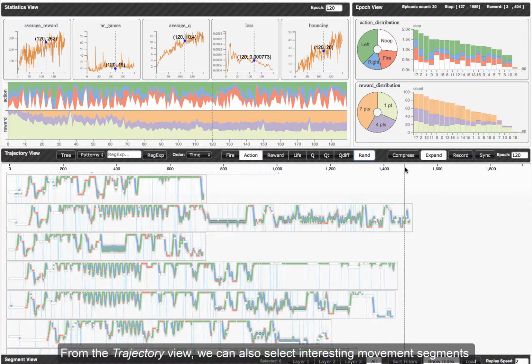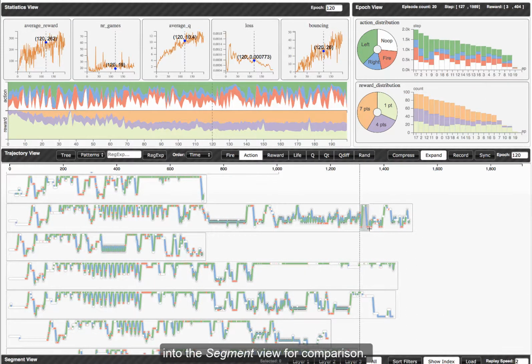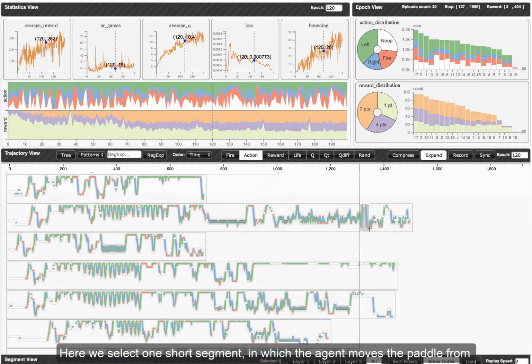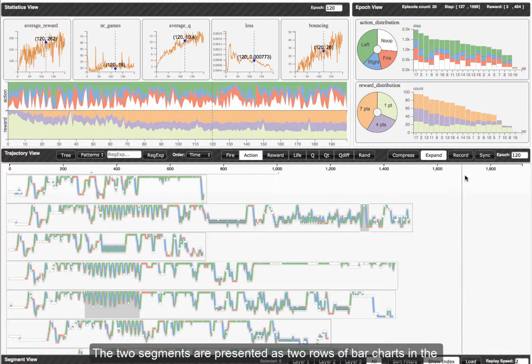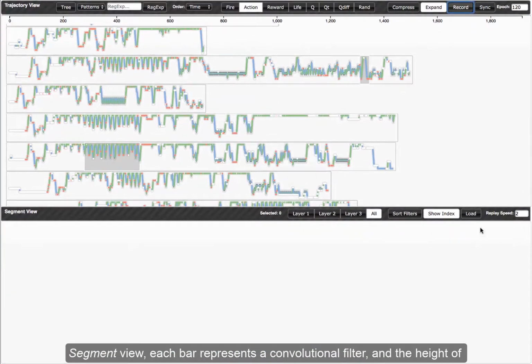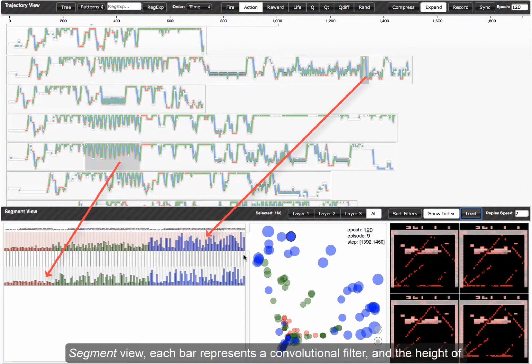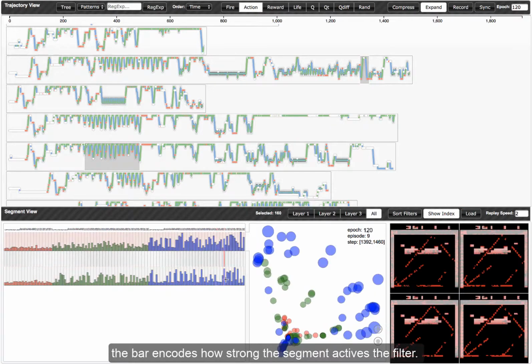In the trajectory view, we can also select interesting movement segments into the segment view for comparison. Here we select one short segment in which the agent moves the paddle from one side to the other, and a long segment which encodes the digging pattern. The two segments are presented as two rows of bar charts in the segment view. Each bar represents a convolutional filter, and the height of the bar encodes how strong the segment activates the filter.